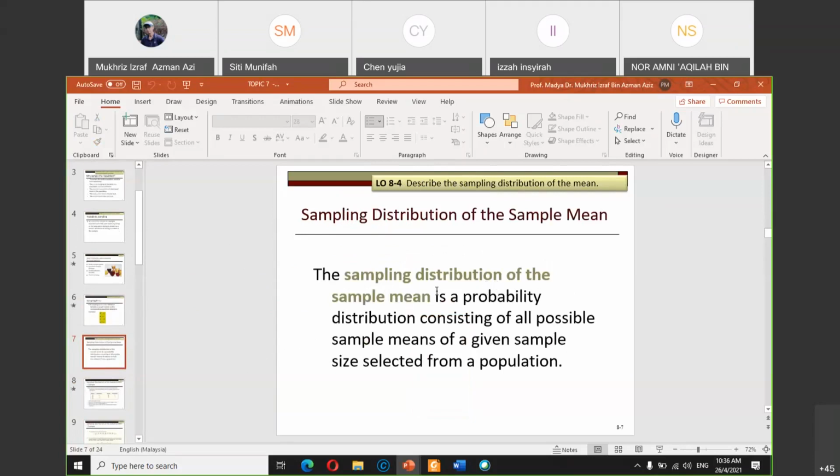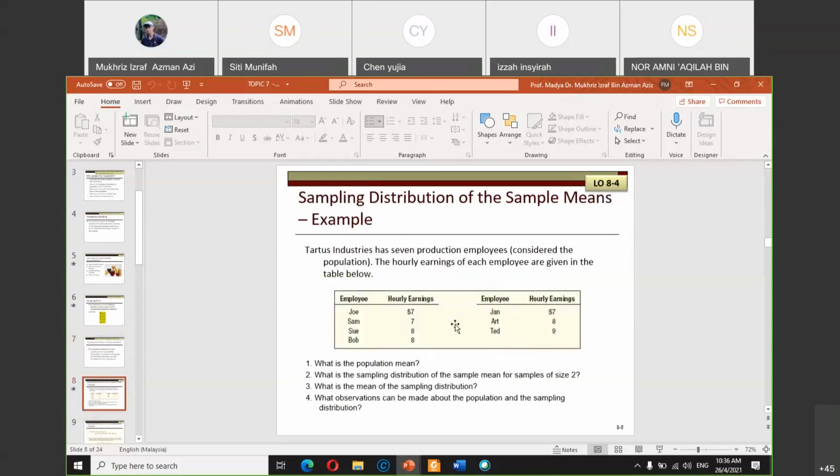So next, just another term here: the sampling distribution of the sample mean, which is the probability distribution consisting of all possible sample means. You can see this definition from this example. Here you have 7 employees. Assume these 7 workers represent the population, meaning in this company there are a total of 7 workers. This is the average hourly earnings, meaning how much they earn per hour. That is the information from the 7 workers.